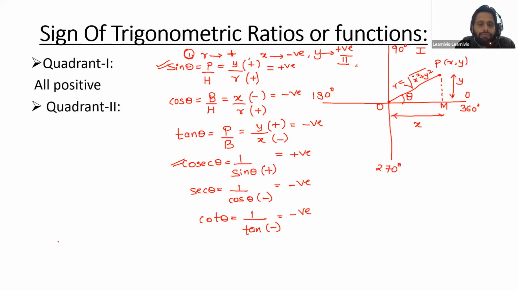So R will always remain positive. Okay. Thank you. You're welcome. So this is clear to everyone that in the second quadrant, sine is positive and its reciprocal.